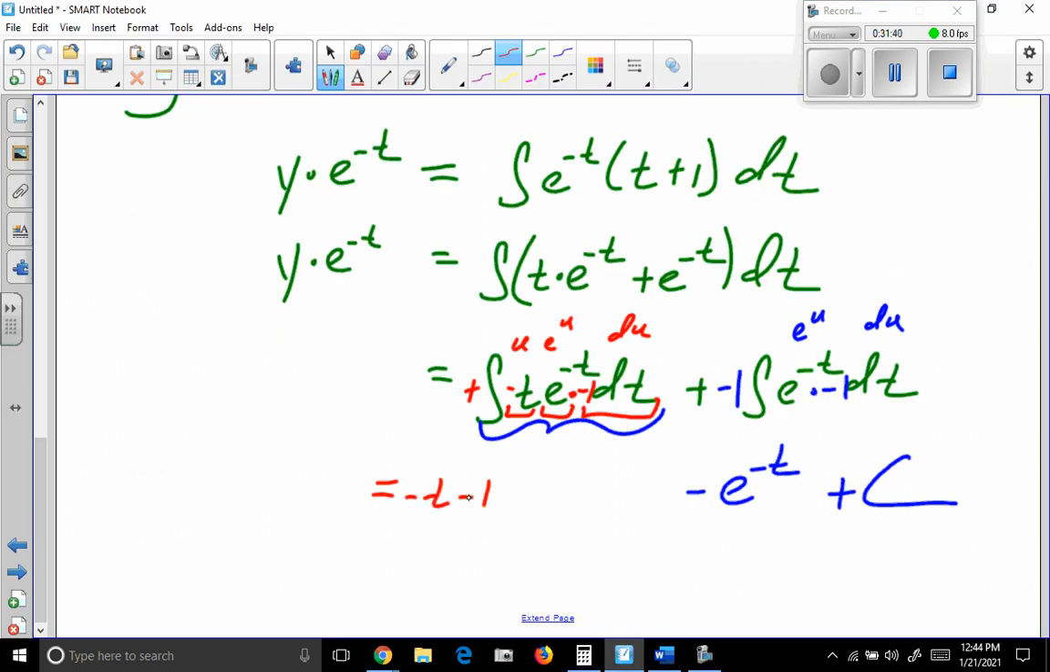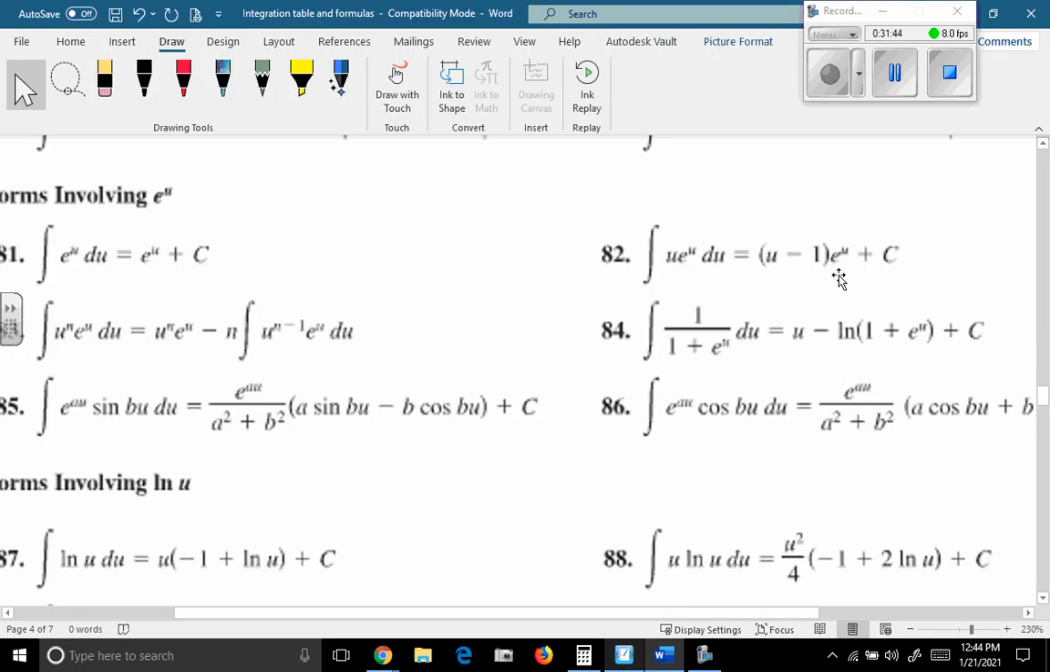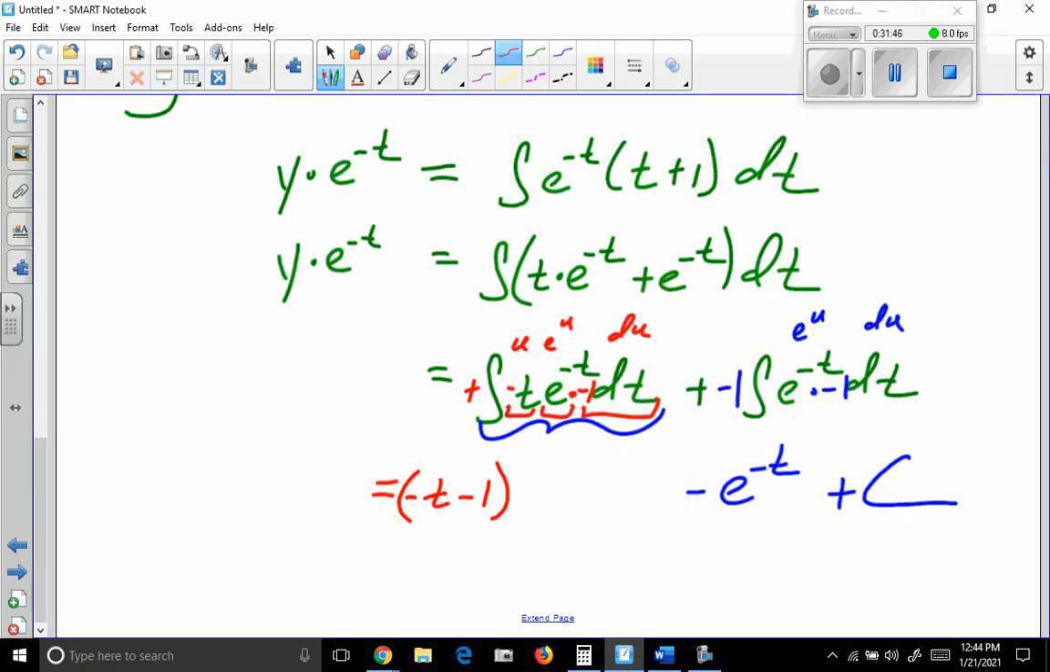So u minus 1 times e to the u, e to the u. We already have our plus c on the end. So u minus 1 e to the u, e to the u. On the other side, we have this.